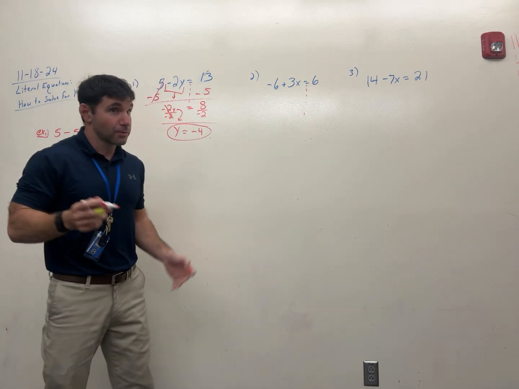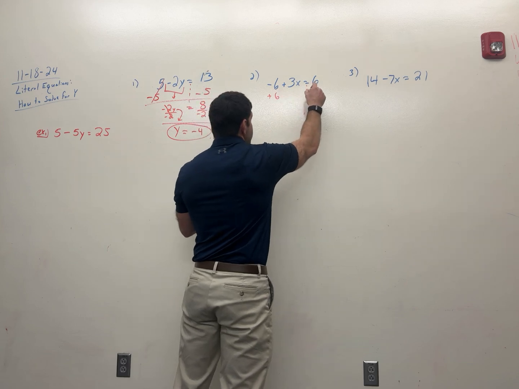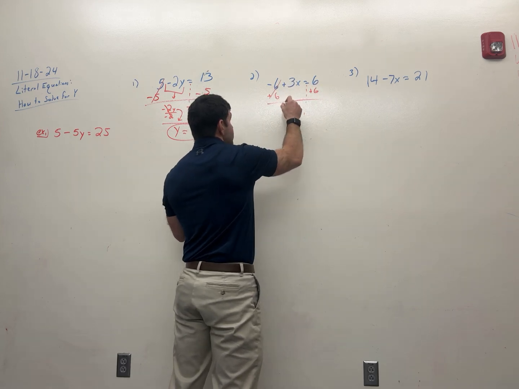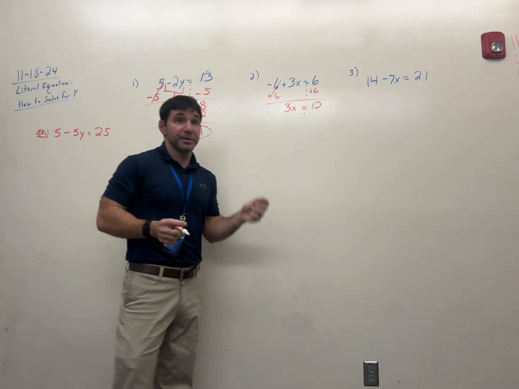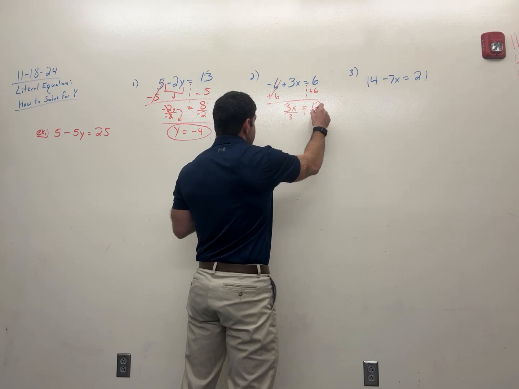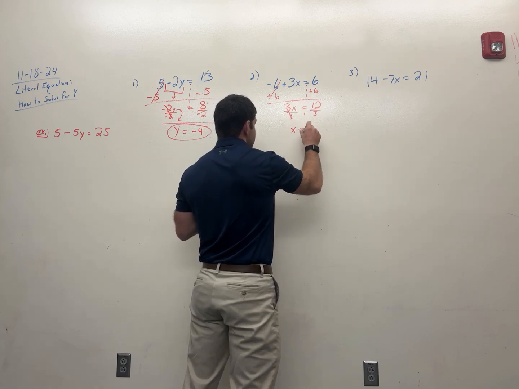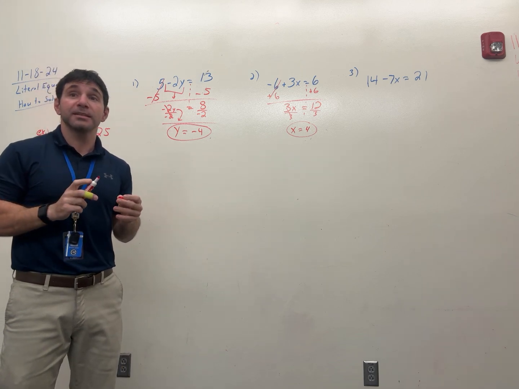Okay, same thing. Balance point. This is an x, not a y this time, whatever. Add 6 to both sides. That leaves me 3x equals, I can combine those because those are both constants. Divide by 3, x equals 4. Again, have I lost anybody?